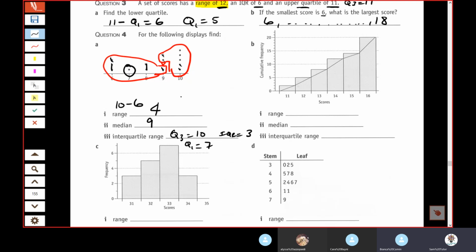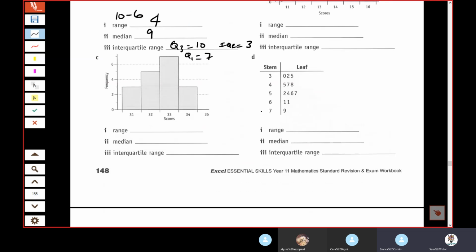You can see it's pretty repetitive. If you know what you're doing, with the range it's just crossing out smallest to largest and 2 groups, and whatever, it gets pretty repetitive. Before I do B, I'll do one more. This is exactly the same, so I'm not going to do it again. But we'll just do D.